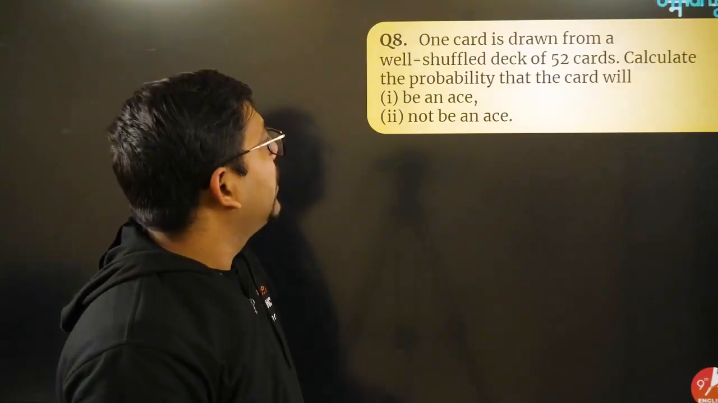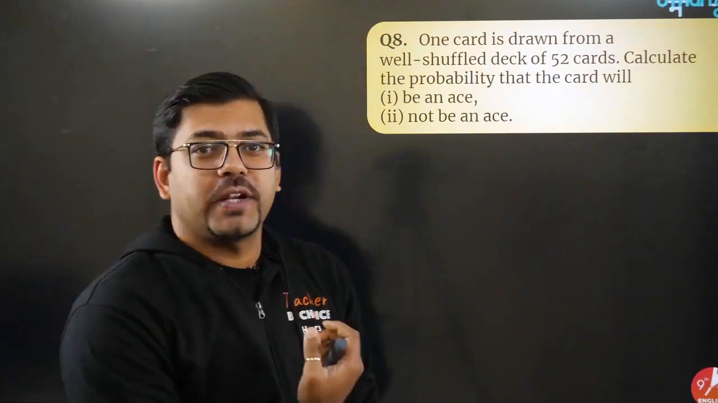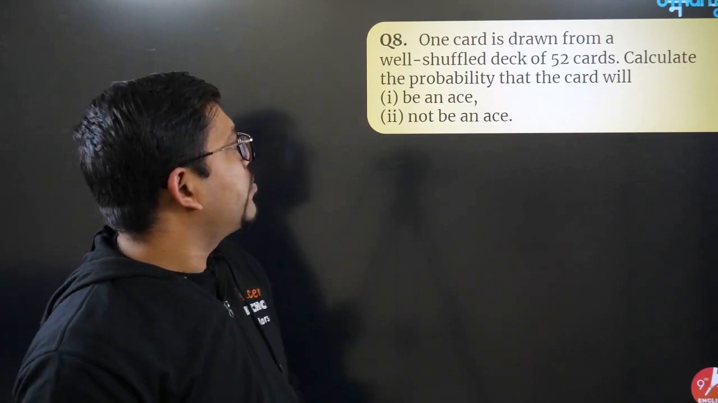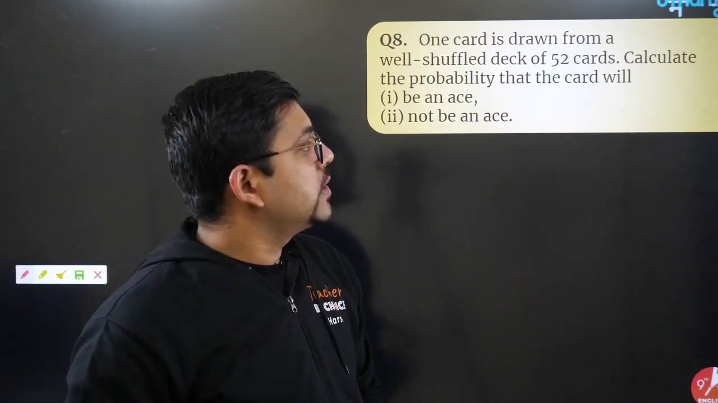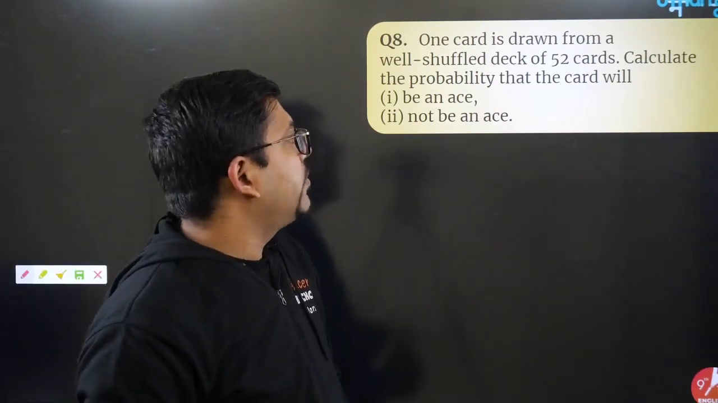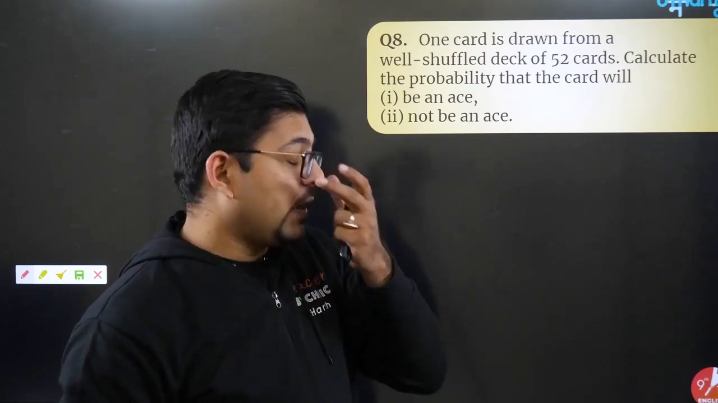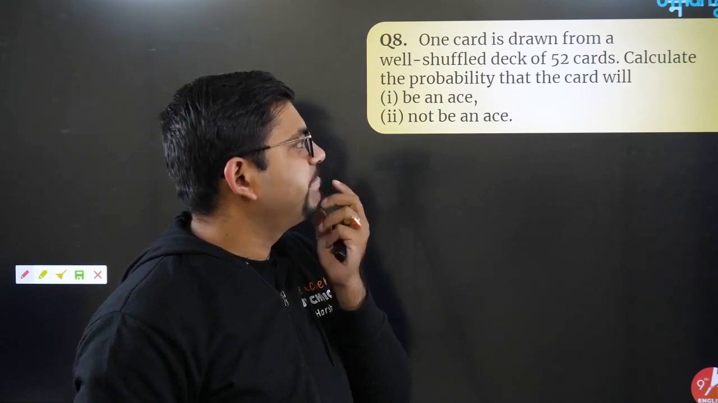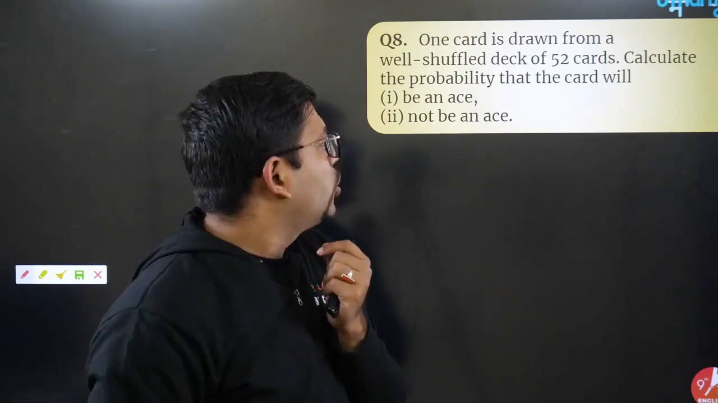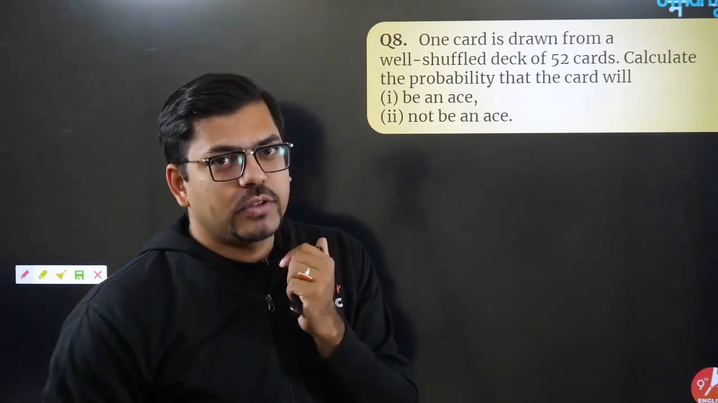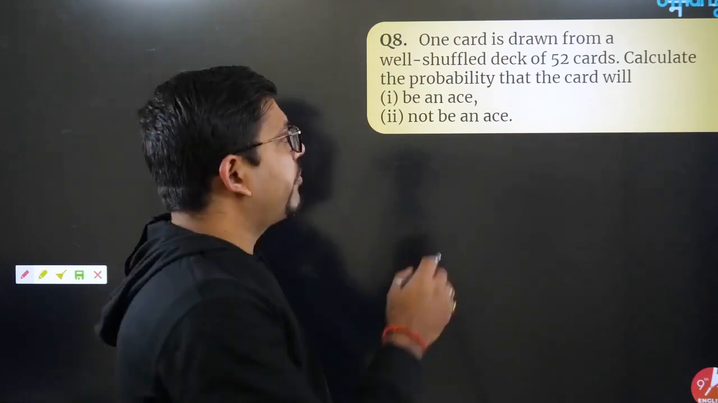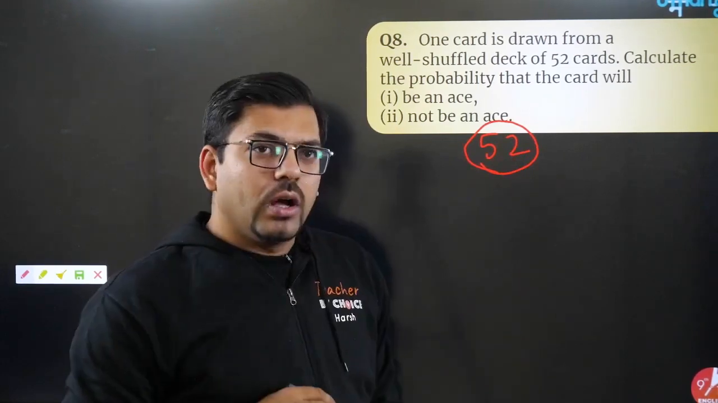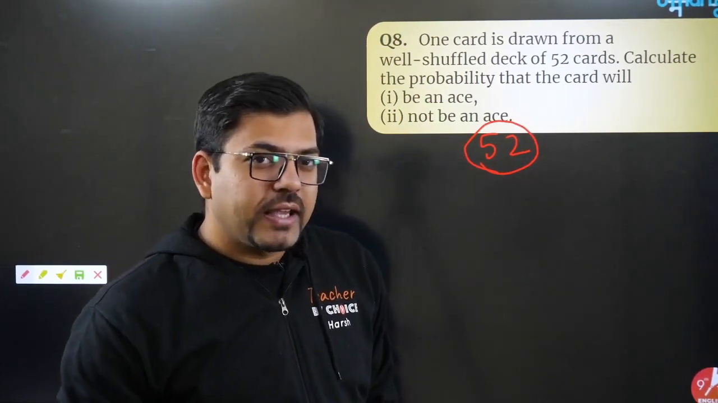Here's the next question. Oh, it's a question from probability. Super easy. The question says that one card is drawn from a well-shuffled deck of 52 cards. Calculate the probability that the card will be an ace. So how many aces do we have? In a deck of 52 cards, we have 4 aces, 4 kings, queens, jacks.